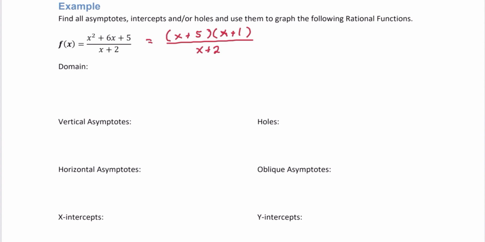So domain, we set the denominator equal to 0 and solve. x equals negative 2 is actually a restricted value. So using interval notation, the domain is negative infinity up to negative 2, union negative 2 to infinity.